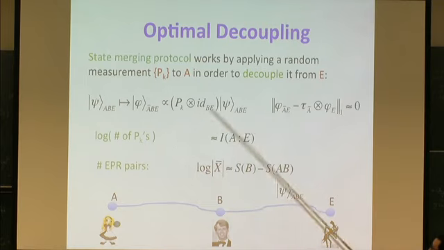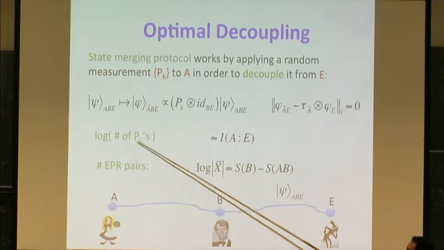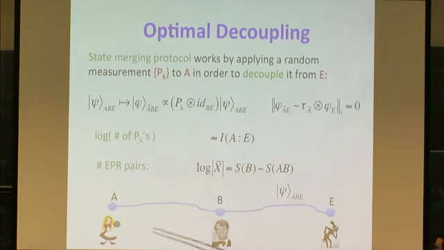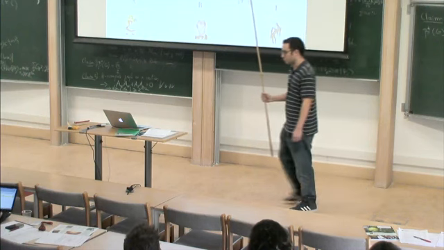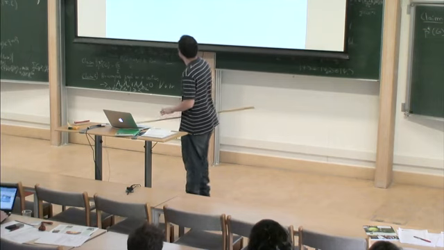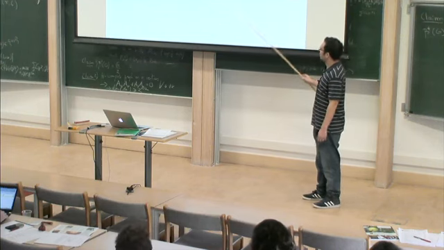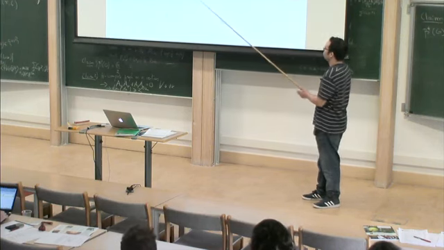So what matters for us here are the rates. If you look at the number of P_k, the log of the number is the mutual information of A and E, as I mentioned before, and the number of EPR pairs, which is the log dimension of this A system, is the coherent information. Any question here? Maybe this is complicated, but now we can forget about this information theory and just use it as this lemma. This kind of expression will be what concerns us.